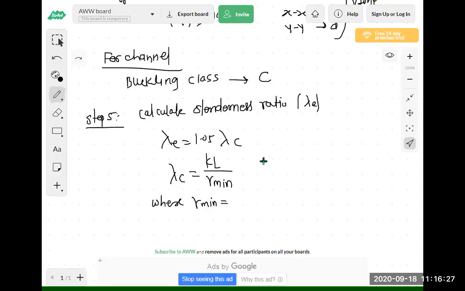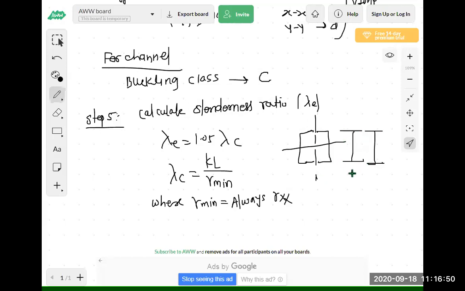because r minimum we have to take always rxx, because the built up section is there. So we have to calculate moment of inertia about y axis, sorry, x axis, and the x axis moment of inertia is less. So here we have to take rxx is the minimum always. Are you getting?